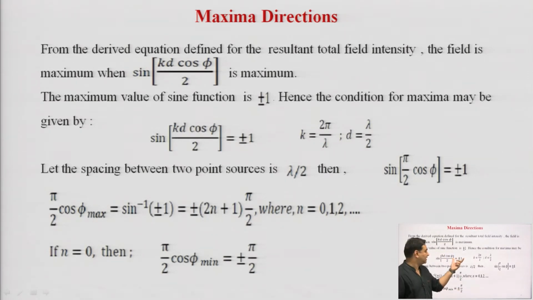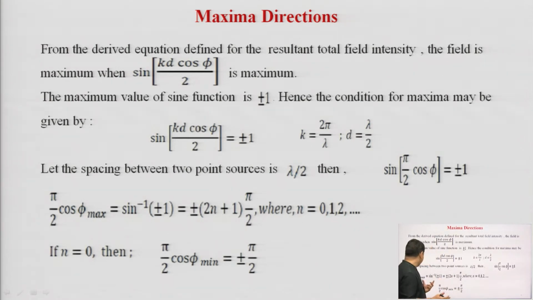By using this component, sin(kd cos phi / 2). How? The sin value of any component is maximum, meaning if it is bidirectional then it is plus 1 and minus 1. Plus 1 and minus 1 can be written simply as sin(kd cos phi / 2) equal to plus minus 1, where k is equal to 2 pi by lambda, d is equal to lambda by 2, then again kd is equal to pi by 2.